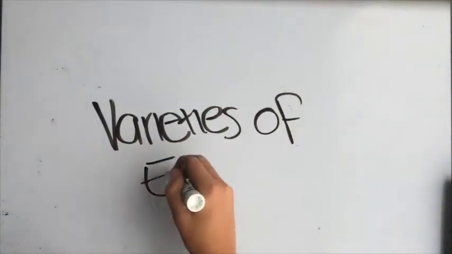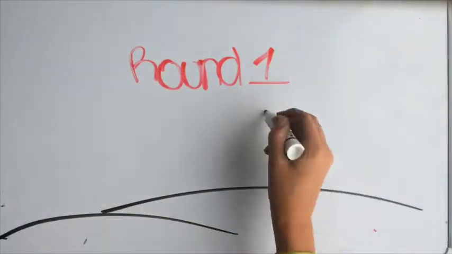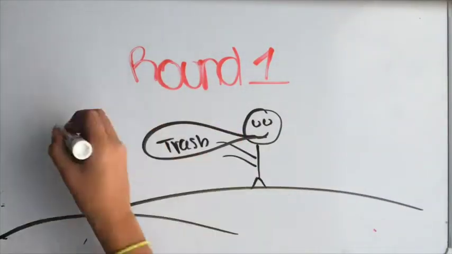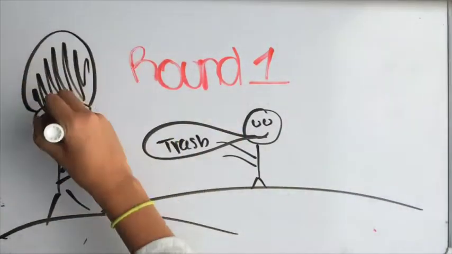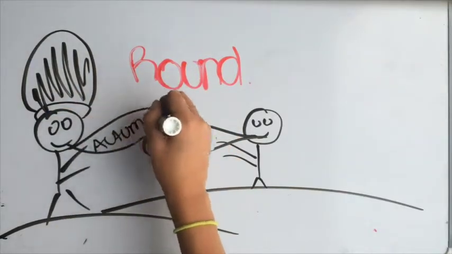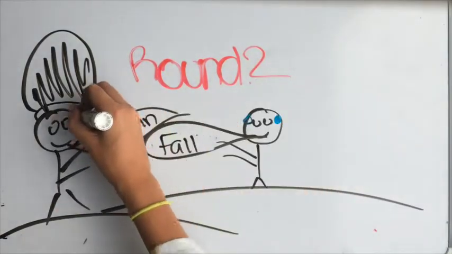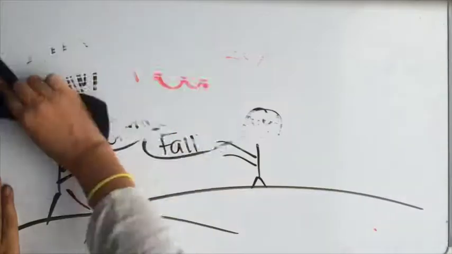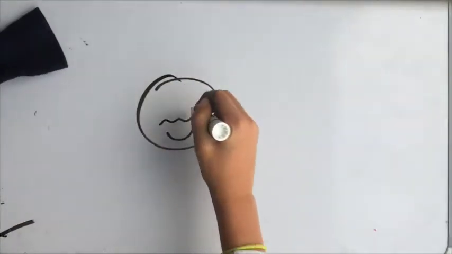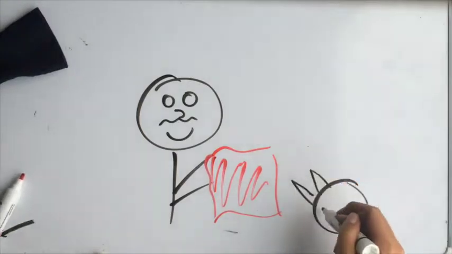Varieties of the English language. Round 1. America versus Britain. Trash versus rubbish. Round 2. Fall versus autumn. However, the Spaniard also brought new words like canyon, stampede, and ranch.